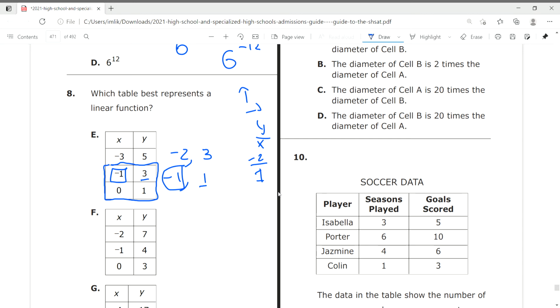In a linear function, each point has a unique output. So no point is going to have two different outputs, it's always going to have one unique output, and it's never going to have two similar outputs. So when we have negative 1 outputting 1 and 3, that's not a linear equation. Each point has a unique value, so we can cross E out.